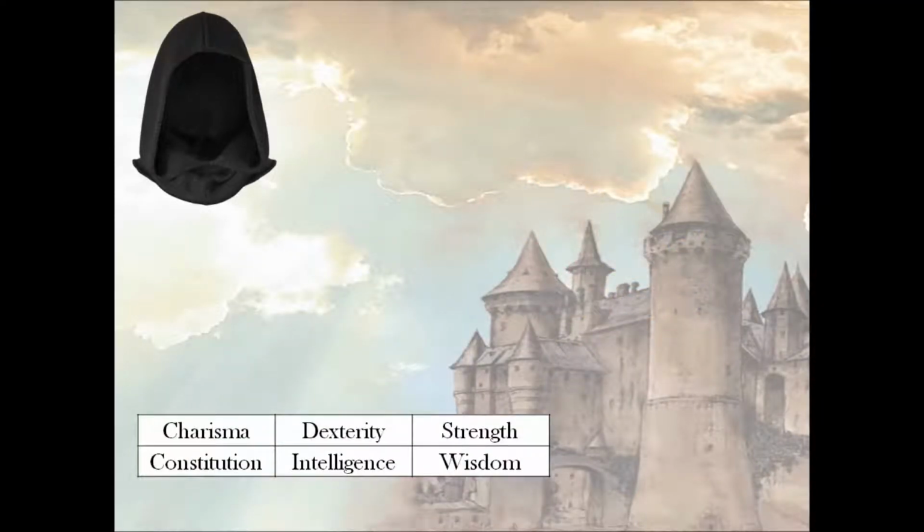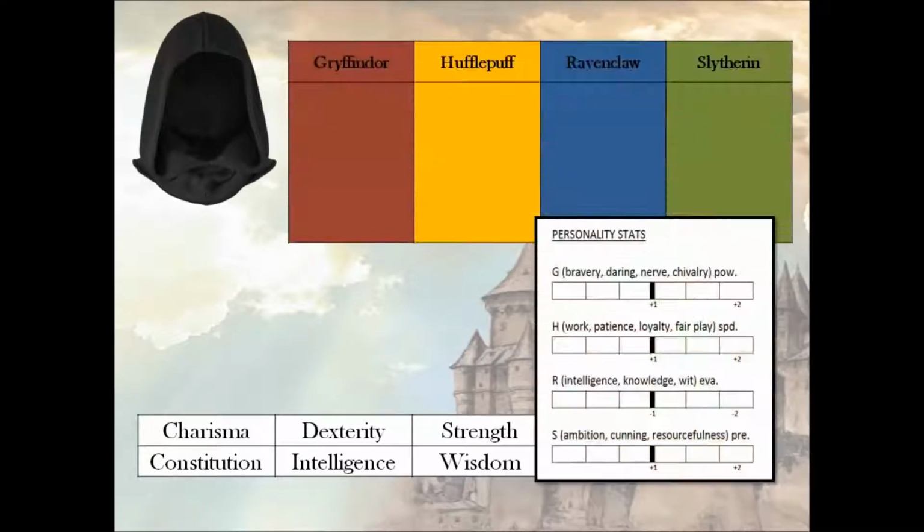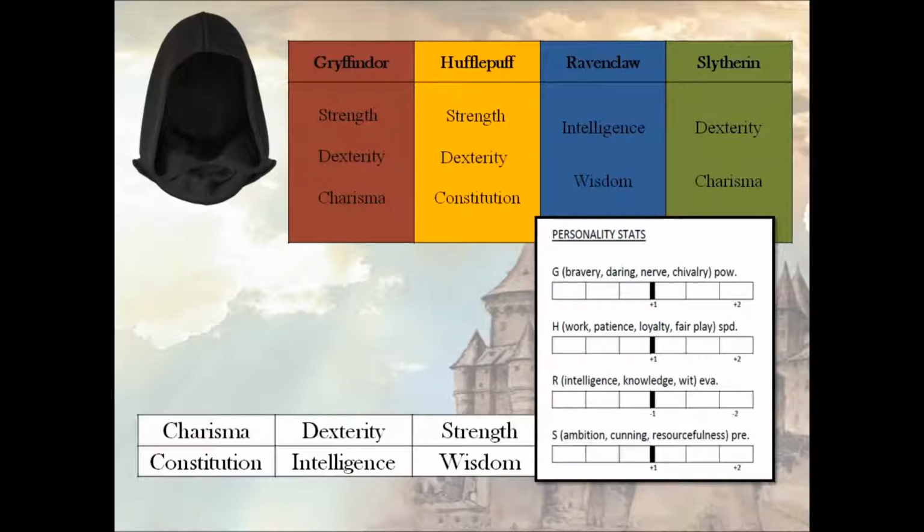First of all, I translated the 6 D&D abilities into 4 cardinal personality features embodied by the Hogwarts houses. G or Gryffindor takes in strength, dexterity, and charisma. H or Hufflepuff equals strength, dexterity, and constitution. R or Ravenclaw, intelligence and wisdom. And S or Slytherin, dexterity and charisma when they don't apply to G or H. The player's skill checks will depend on the nature of the action they are performing and the slots fulfilled in the personality stat involved, as Mag explains with more detail in her video.